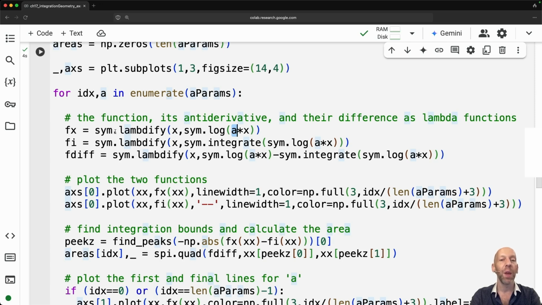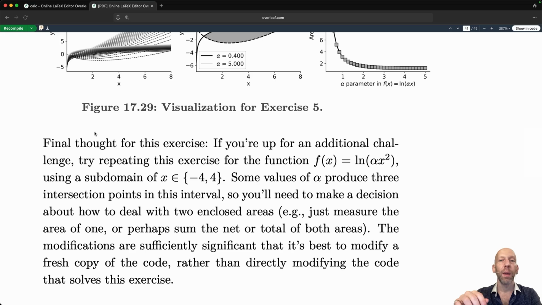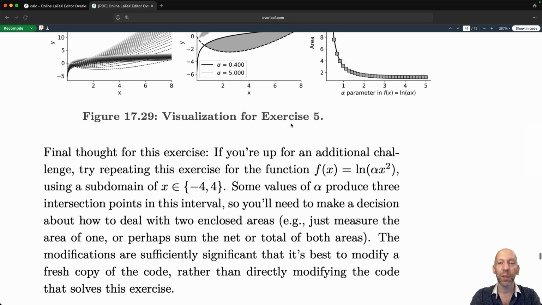Try to think about what operations are taking place inside the for loop that could be implemented outside the for loop. My final comment for this exercise is to consider exploring a slight modification to this function. So consider that here we were looking at the natural log of alpha times x, but the natural log of alpha times x squared is also a pretty interesting looking function.